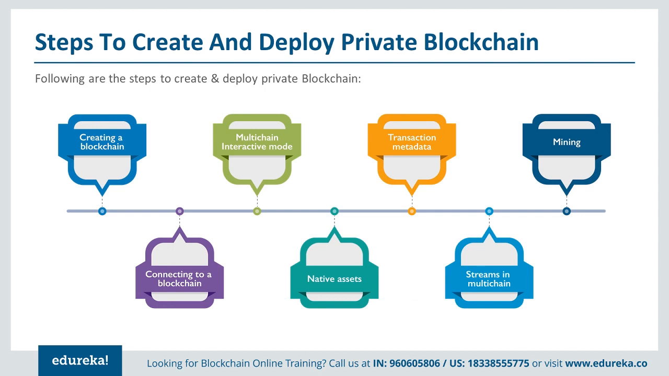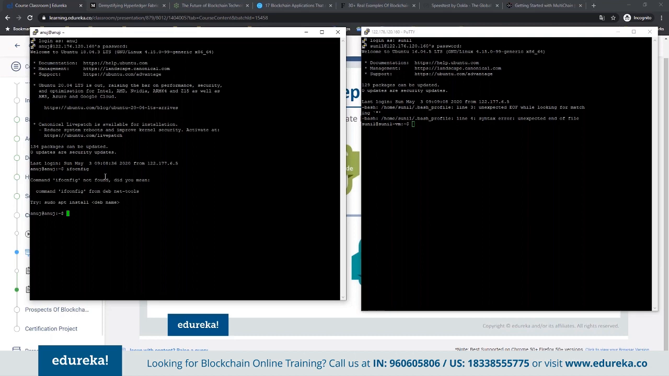Now how do you create a private blockchain? So the first thing that you need is basically 2 machines. So I have taken these 2 VMs. Let's see if they are reachable with each other.